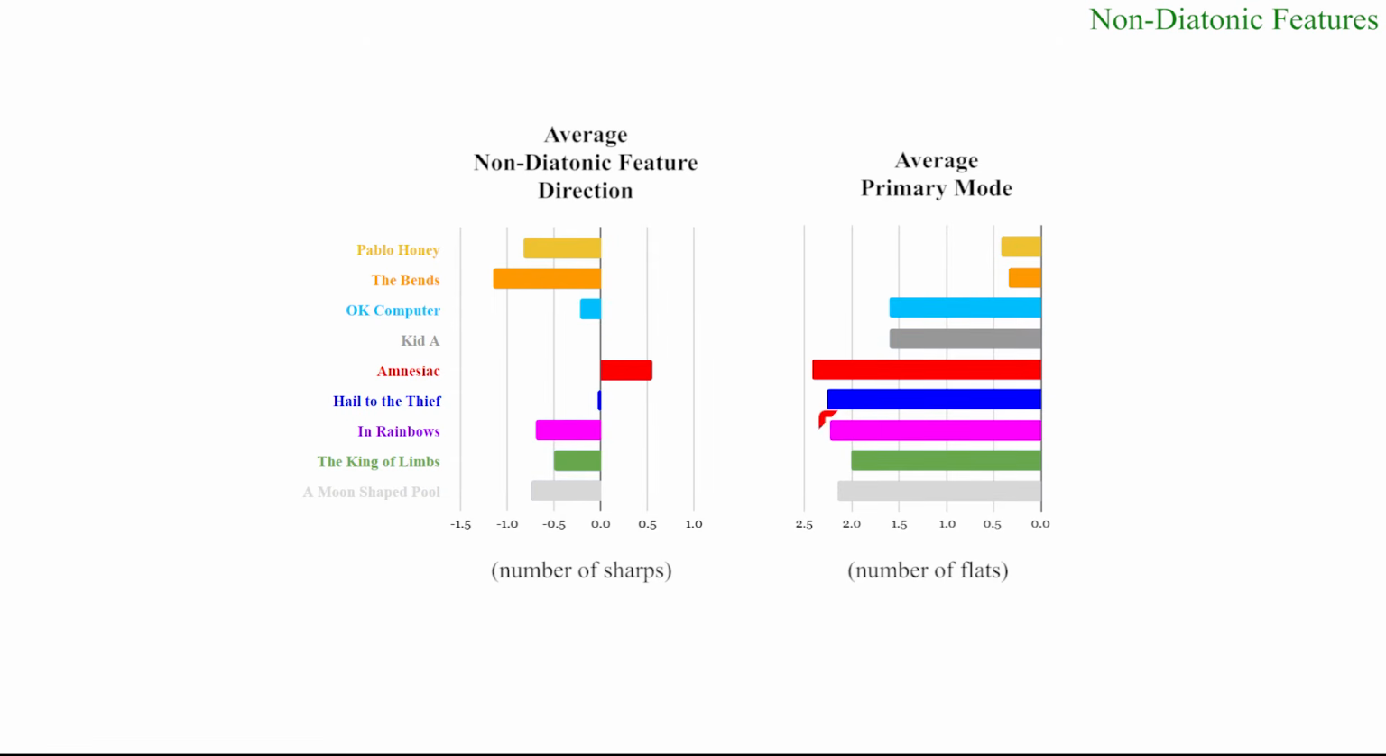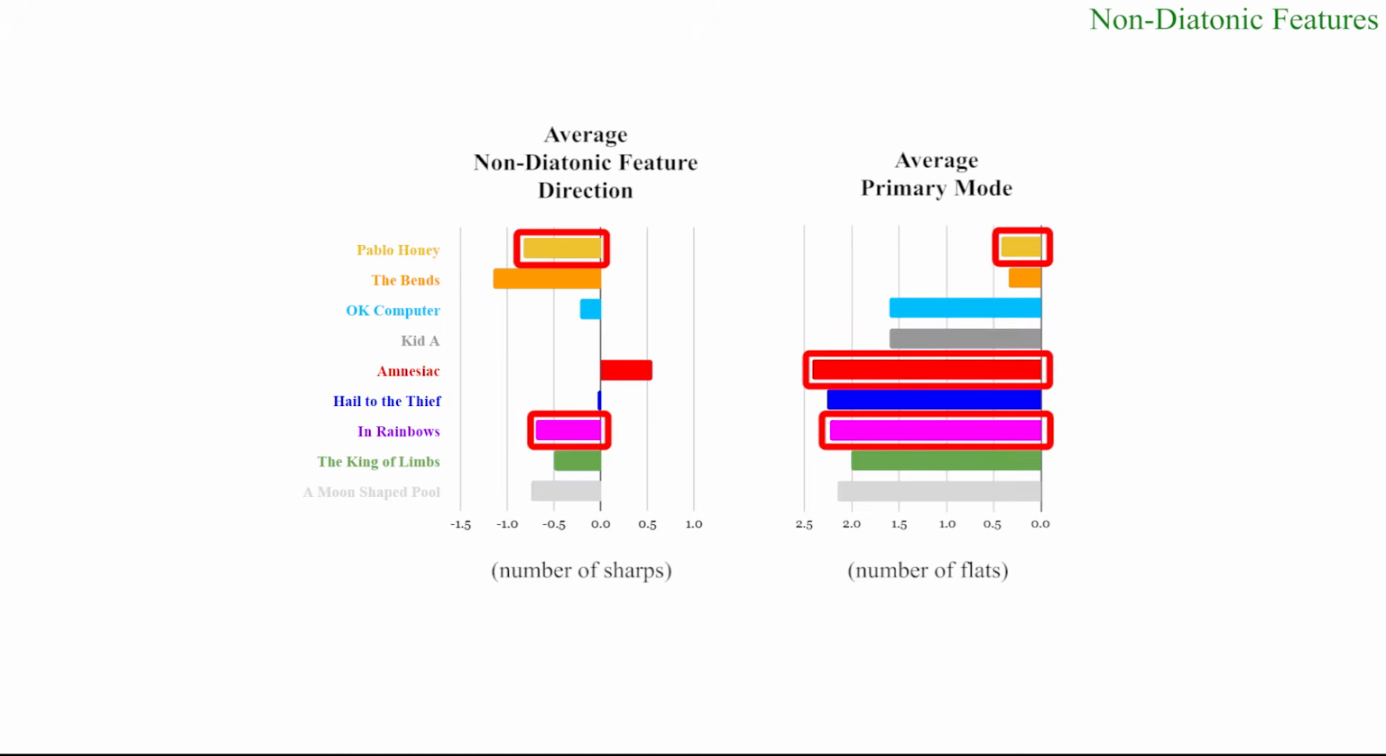Despite being the second most minor album behind Amnesiac, its non-diatonic features are from a significantly more minor direction, 0.7 flats on average, which is almost as much as the 0.8 flats average of the nearly all major Pablo Honey, and also quite far away from Amnesiac's 0.5 sharp average.